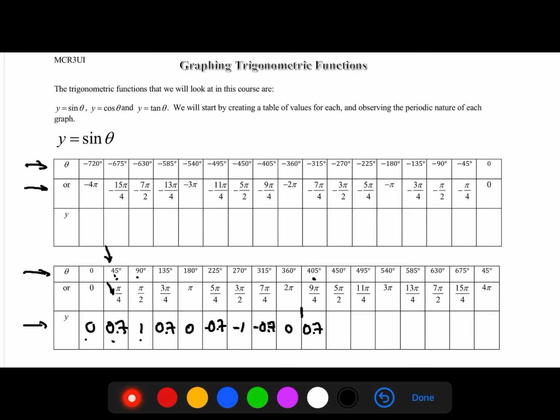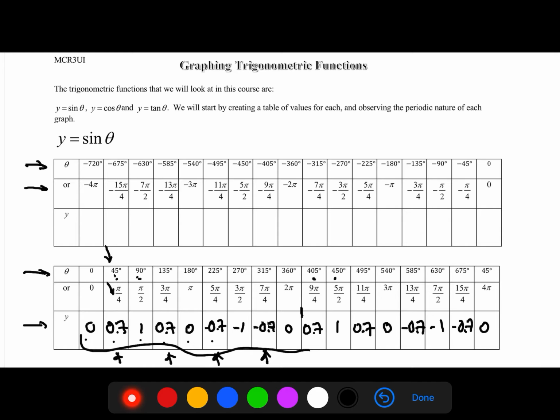But that means that 405 and 45 are coterminal angles, which means they're going to have the same sine ratio. 450 and 90 are going to have the same sine ratio, so we can use this pattern to look at our coterminal angles in our values. So back to 0, to negative 0.7, negative 1, negative 0.7, and back to 0.